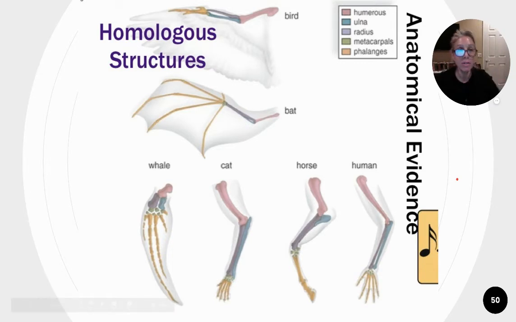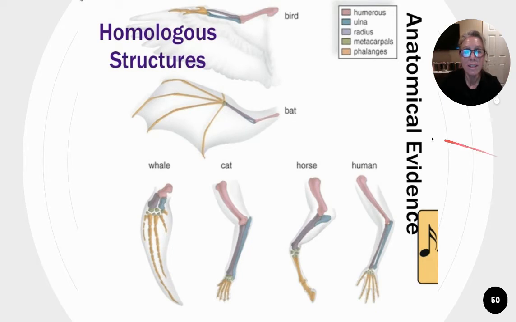With anatomical evidence, you're looking at anatomy, and there are three bits of anatomy that we're going to look at. The first one is homologous structures. Homo means same, like homologous chromosomes, homologous structures. If you look at your arm, you have your humerus right here. You have your radius and your ulna. Your radius is connected directly to your thumb, and you can see how it moves over your ulna. And then you have your carpals, metacarpals, and phalanges.